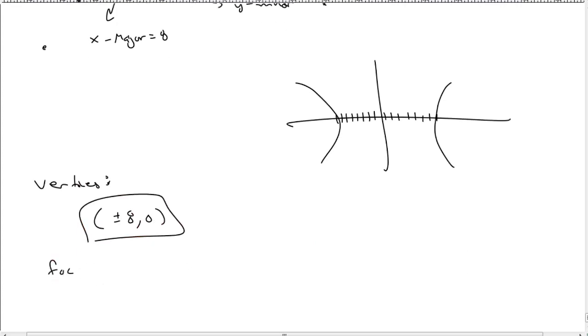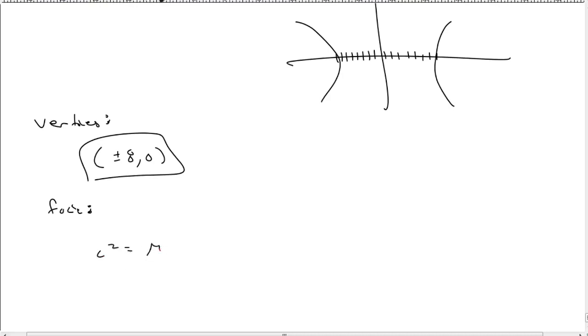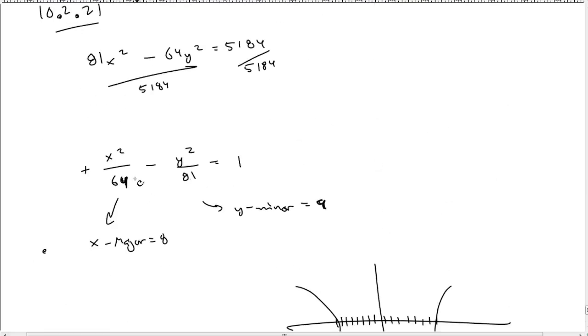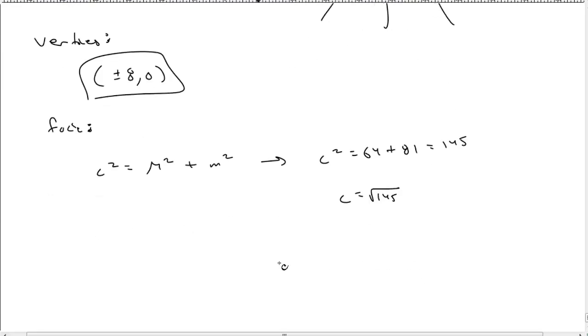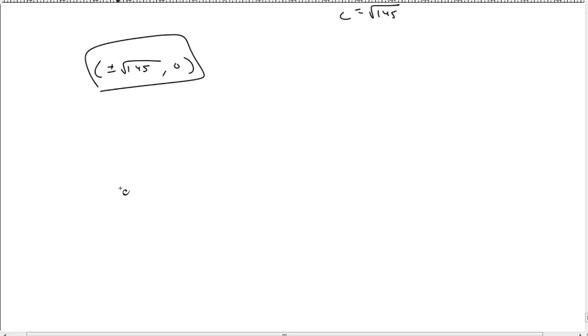The foci, which they're always wanting, c squared is equal to major squared plus the minor squared. And we can just take our denominators 64 and 81 and start adding them. 64 plus 81 ends up with 145. And I don't think that reduces, actually. So c is equal to the square root of 145, and therefore my foci are going to be plus or minus the square root of 145, 0. I think that's what I got in my math lab.